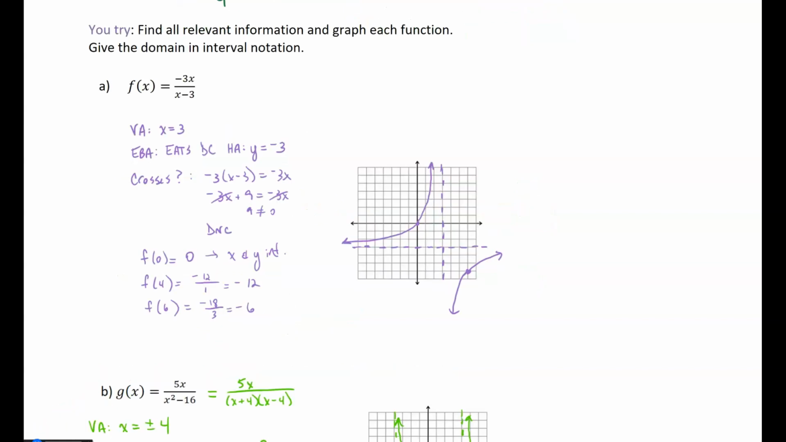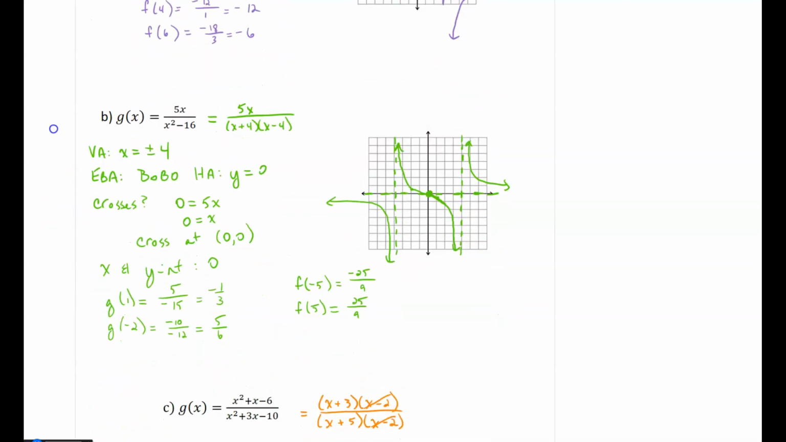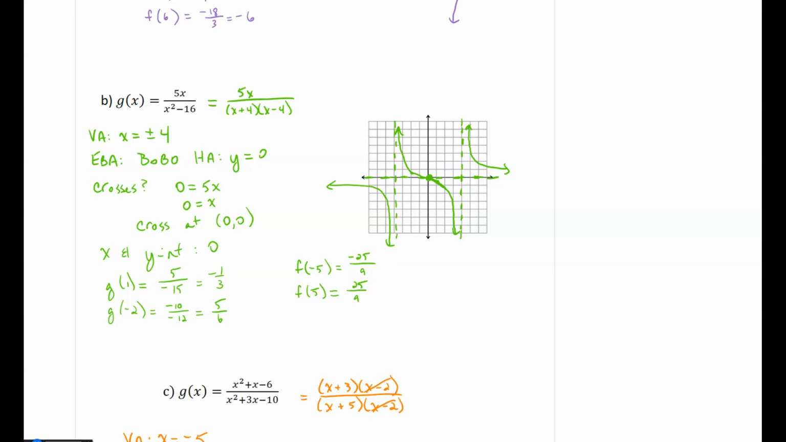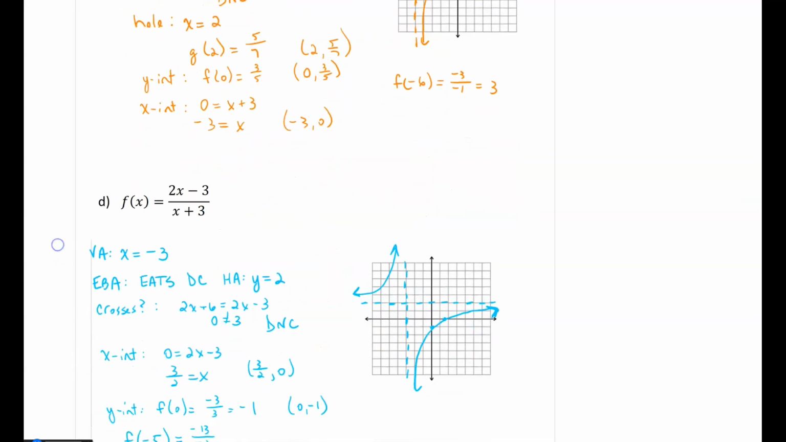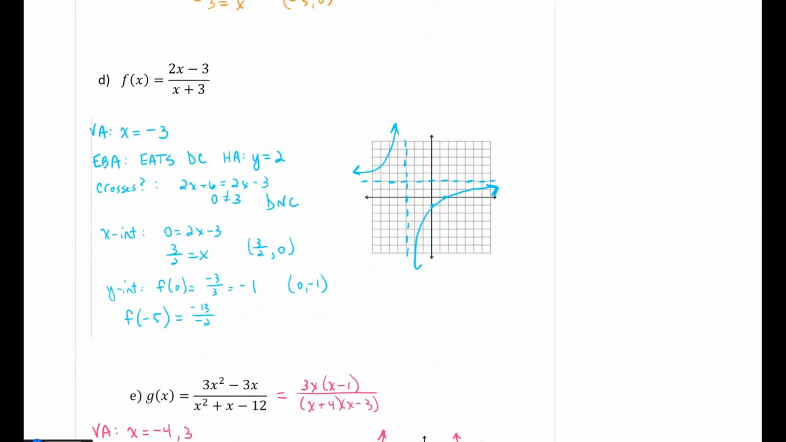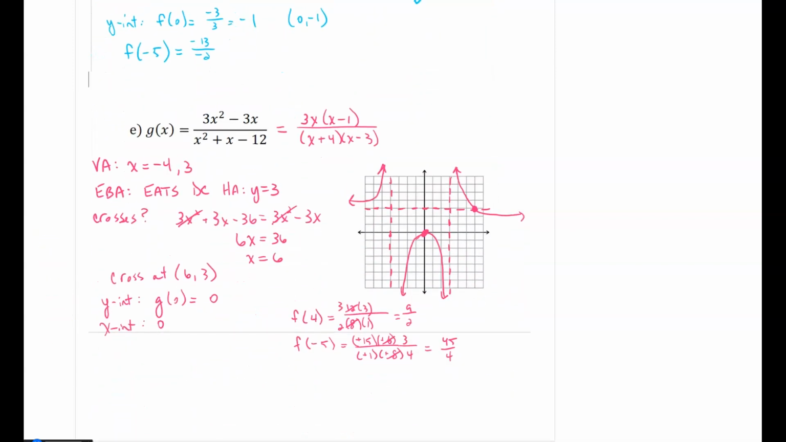Okay, so here are the final you tries that we didn't have time to work on in class. So there's A, there's B, there's C, D, and E. If you're still having trouble with these, please don't hesitate to ask questions.